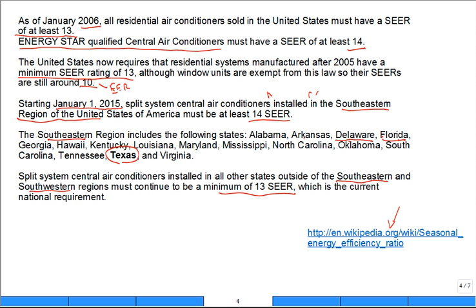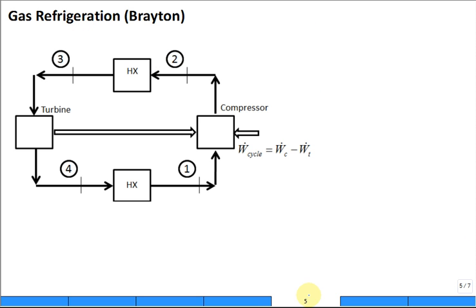Now, as I understand, this is being challenged in the courts, so who knows if it'll get implemented. I think it will get implemented, but whether it makes it by January 2015, we'll find out. Ready to move on?